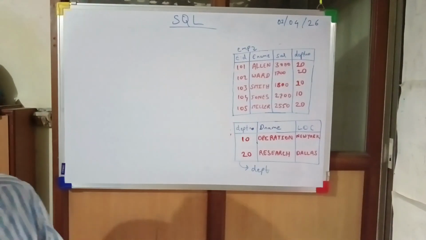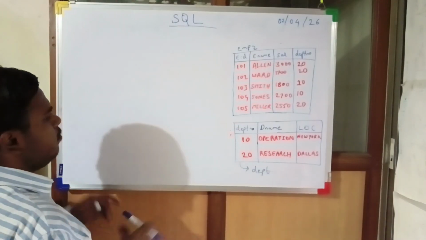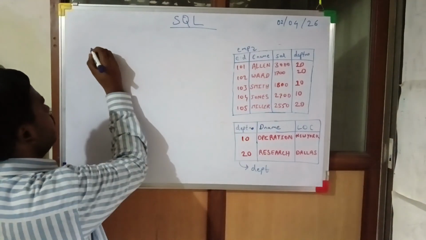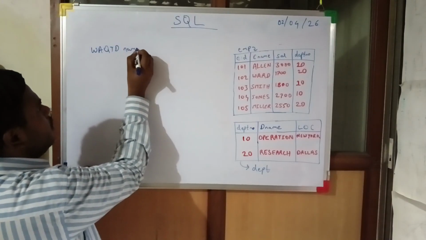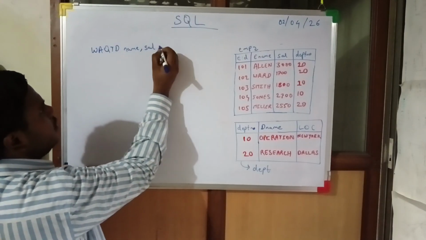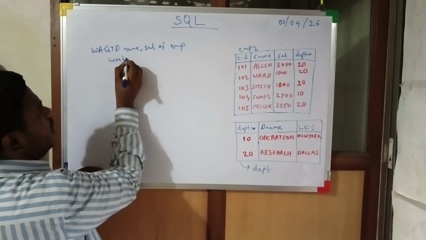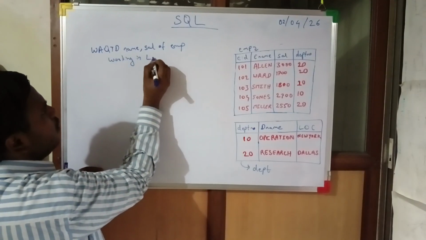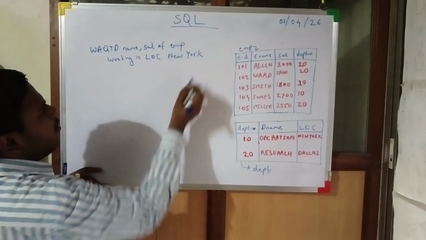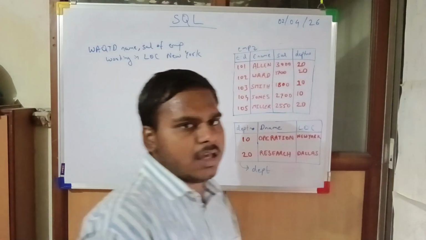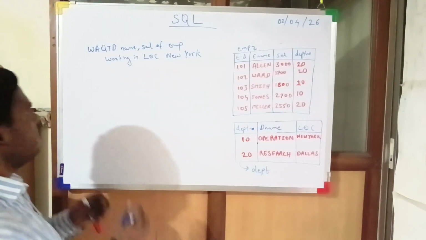So one more question we will see. Okay, one more question. You try to solve. Pause the video after I write the question. Write a query to display name, salary of employee working in location New York. I want the name and salary of employees working in New York location. How will you do?